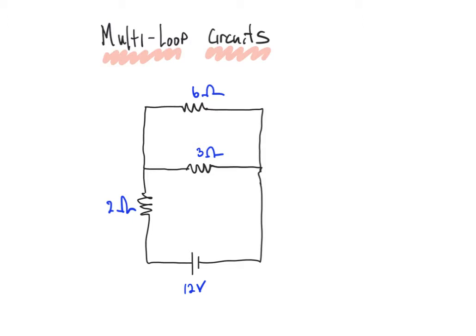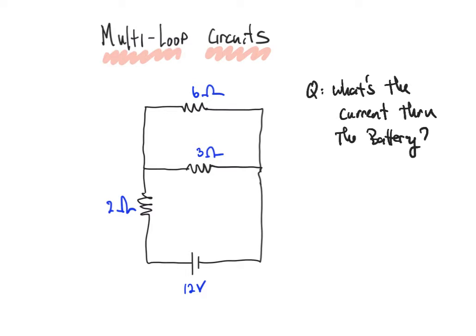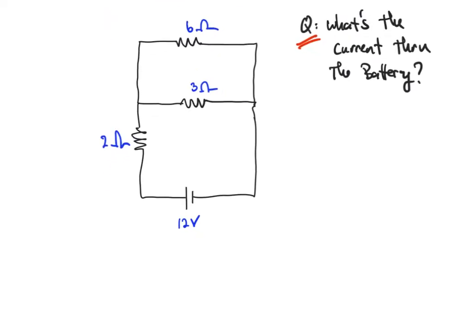I might ask a simple question, and there would be 2 different ways that we'll go through of how to answer the question. The question, like before, might be something like, what's the current through the battery? That would be a fairly straightforward question to ask in this situation, and we'll see there are a couple different ways of answering it.